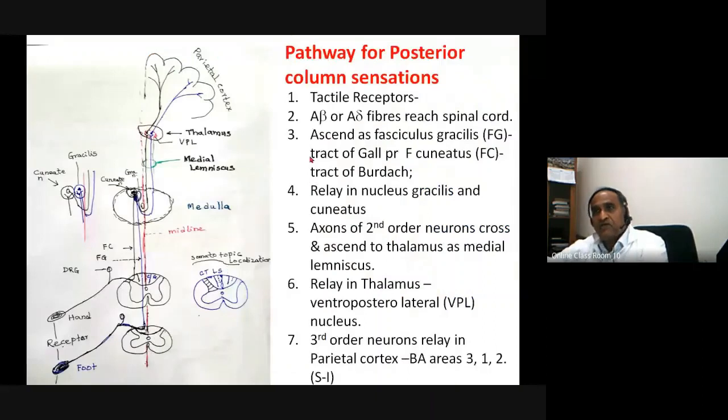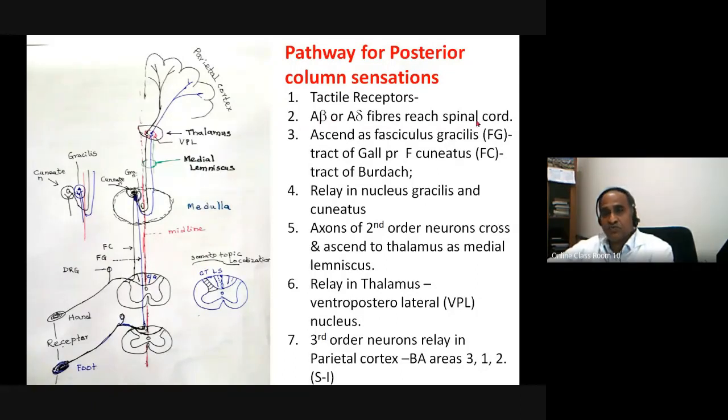Now, going further, I am just trying to put it in words here. So, the pathway for posterior sensations starts with a receptor. I have mentioned the receptors: the Meissner corpuscles, the Pacinian corpuscles, the Merkel discs, Ruffini end organs, free nerve endings, Krause end-bulb receptors, and the hair follicle receptors. These receptors are carried through the A beta and A delta fibers and reach the spinal cord.